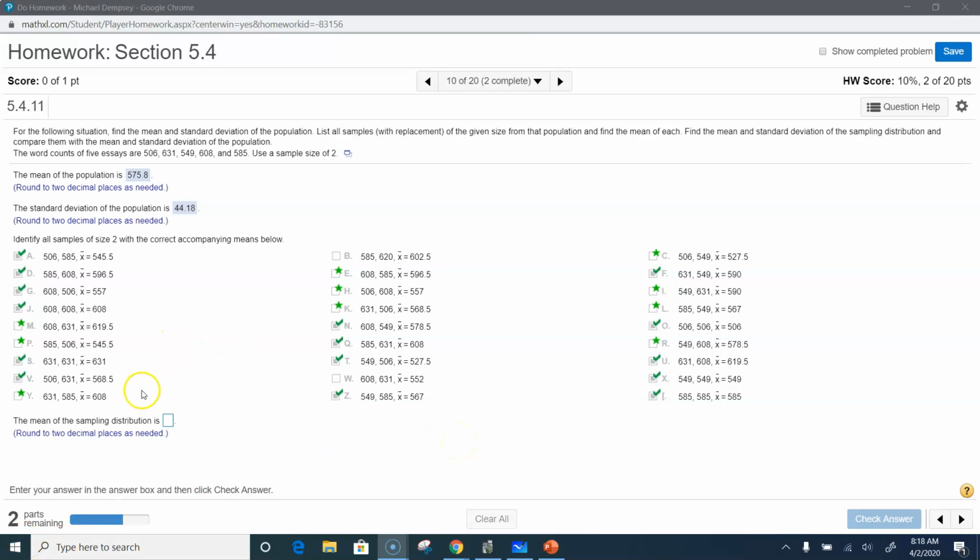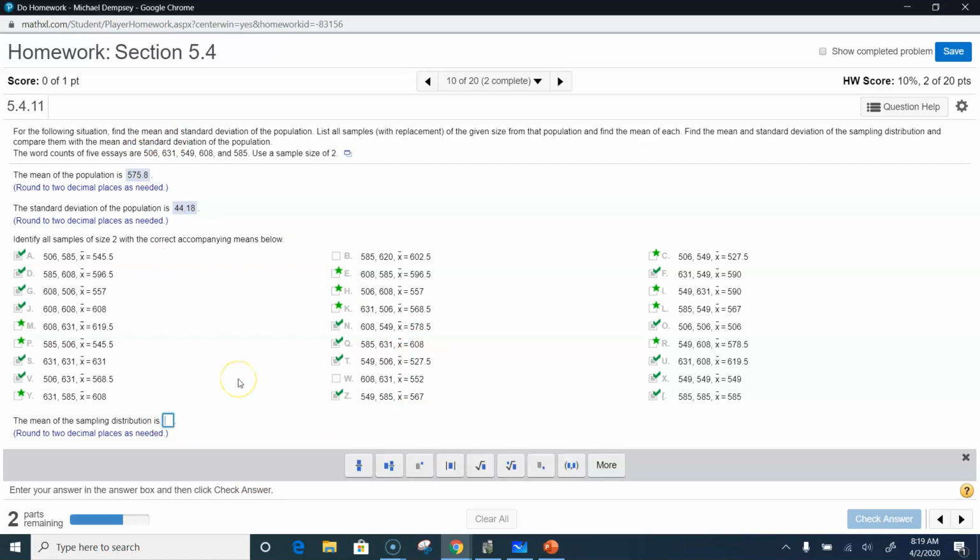Okay, I think the issue here is I didn't even look at this one. 506, 631. I think I selected 631, 506, for example. To me, that's the same sample. But they're looking at the order as important. So it would have to be, since 506 comes in the list first, put 506, 631, not 631, 506. A little bizarre.